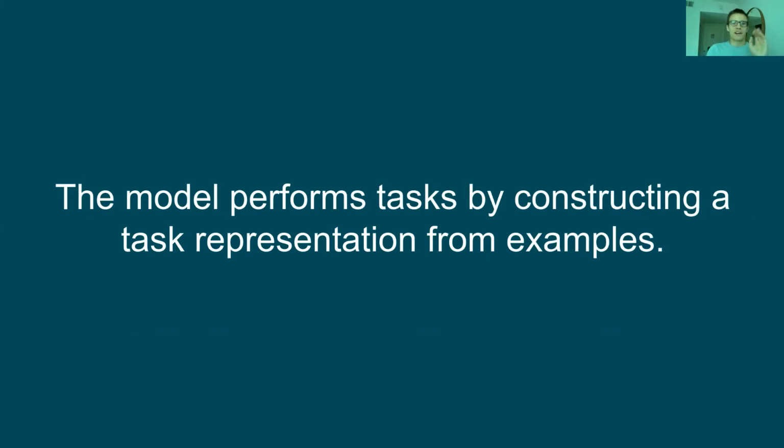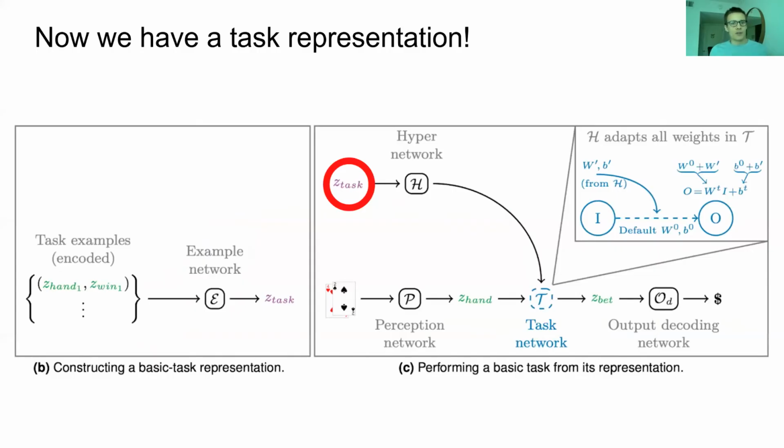Okay, but for now, the model performs tasks by constructing a task representation from examples. And the nice thing about that is that now we have a vector representation of tasks. And so now we have something that we can use to transform in order to adapt to new tasks. And that was really the point of all of this.